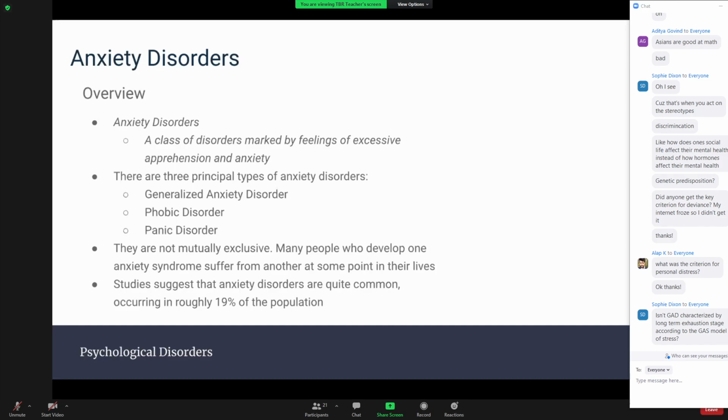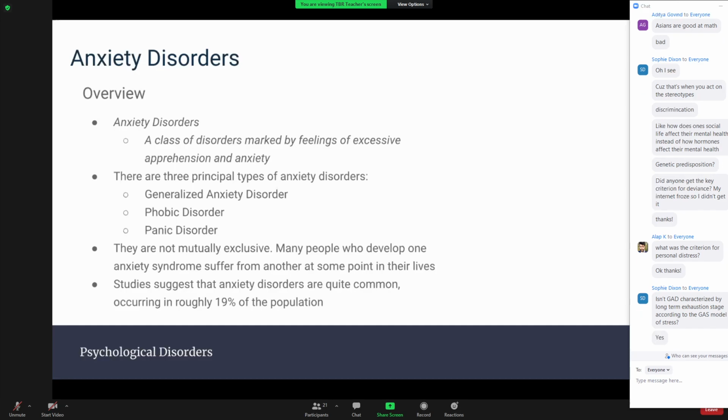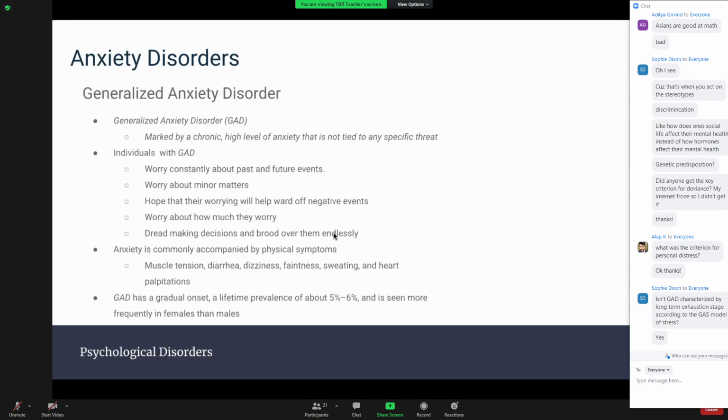Yeah, Sophie. Yeah, exactly. Is GAS general adaptation syndrome? Is that what that is? Oh my God, I'm so good. Yes, that's exactly right, Sophie. That's a good thing to connect to generalized anxiety disorder, although we will not talk about that in this particular one. What Sophie's referring to, generalized, wait, what did I just say? Adaptation syndrome. What is G again? I just said it.